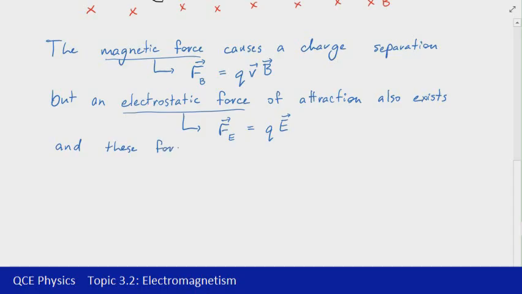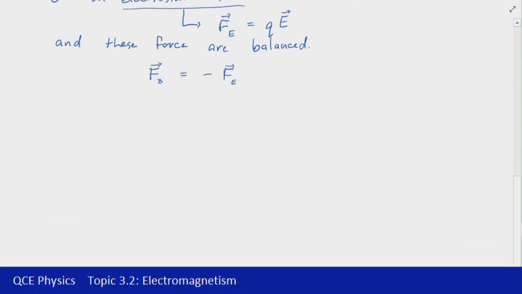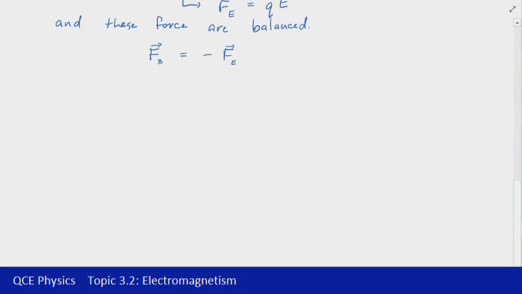So with the charge separation due to the magnetic force, we're going to see an electrostatic force that is equal and opposite to the magnetic force. So that means that we can equate those two forces. So we can say that FB is equal but opposite to Fe. Now, if we make those substitutions, we can see that QVB is going to be equal to QE.